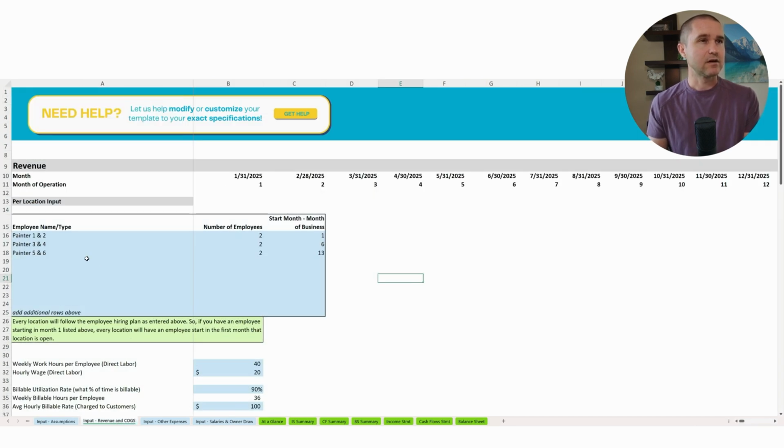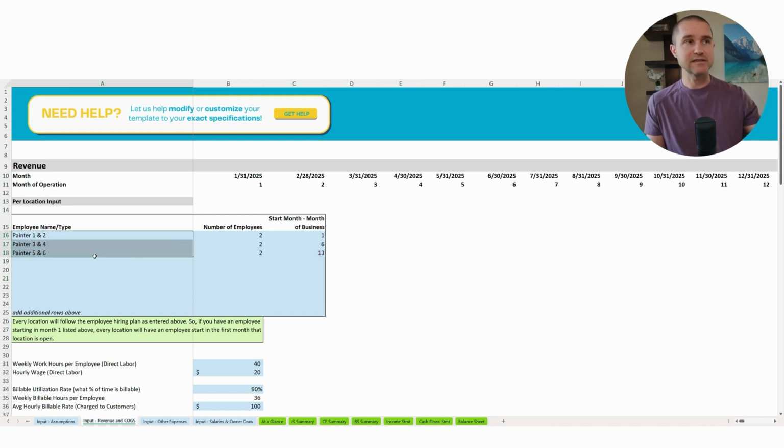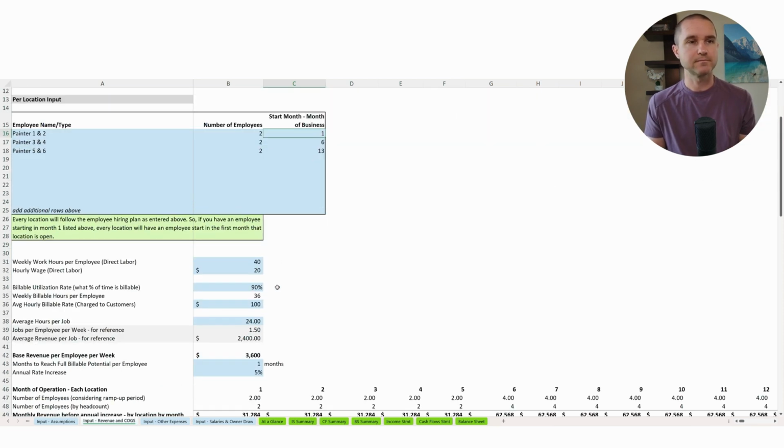Now, just to show you how this would work, again, this is per location input. So it's assuming here that for the first location, you're going to hire the 6 painters in this order on month 1, 6, and 13. For the second location, you're going to follow the same pattern. So when you open the second location in the first month, you're going to hire 2 employees and so on, right? So the rollout is going to work that exact same way.